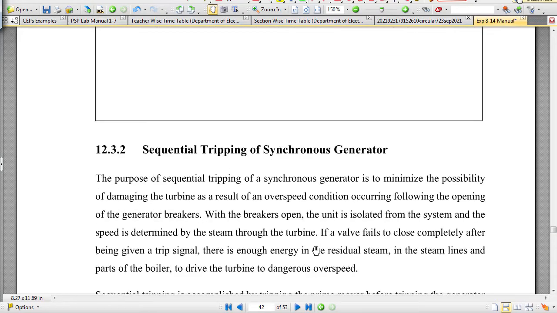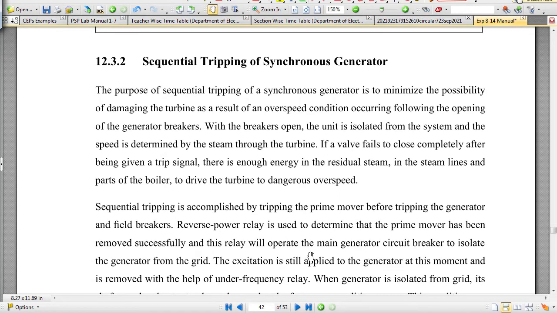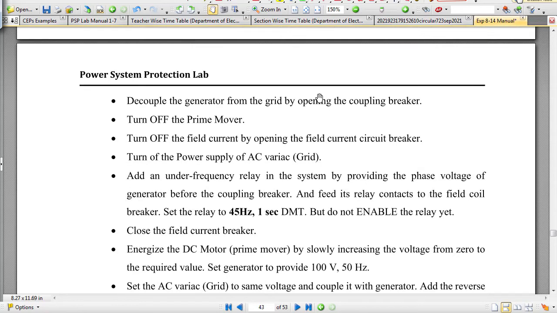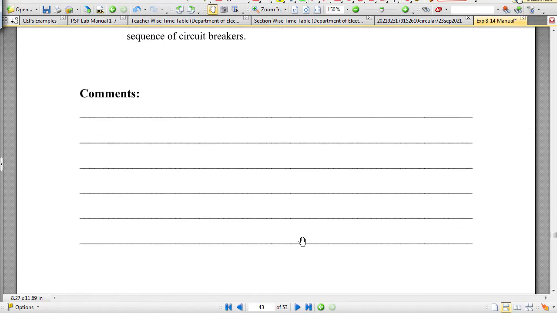Go through the basic theory given under this section about the sequential tripping of the synchronous generator. These questions will be asked: what is meant by sequential tripping, how it is done, what are the steps, and what happens if we do not follow sequential tripping. All these questions will be asked of the student in the viva.